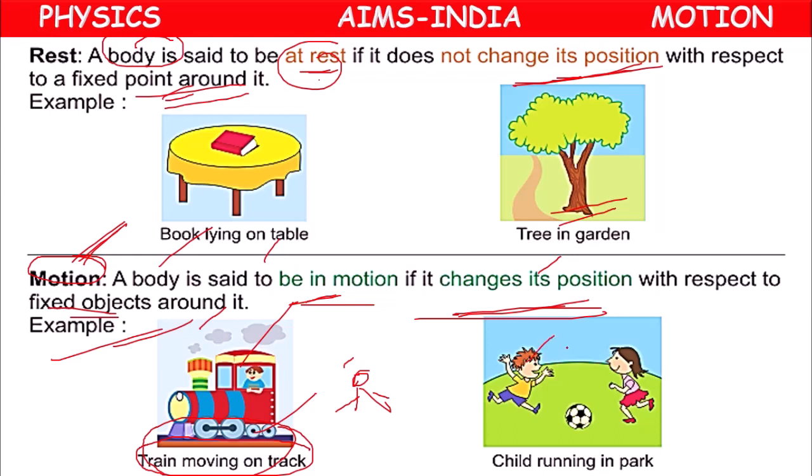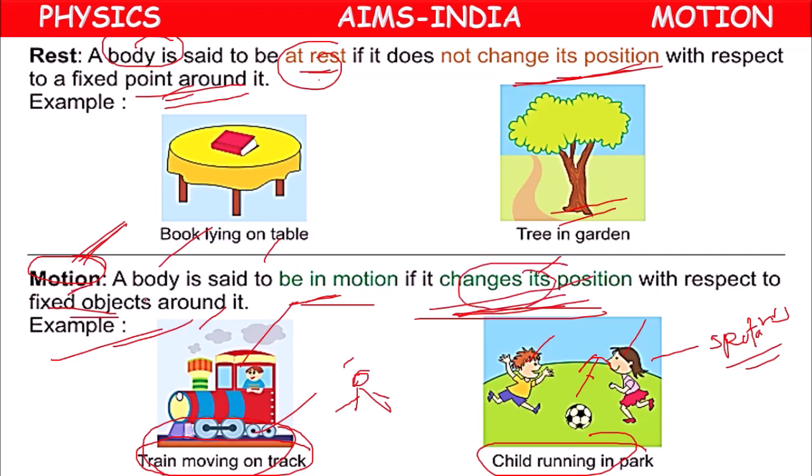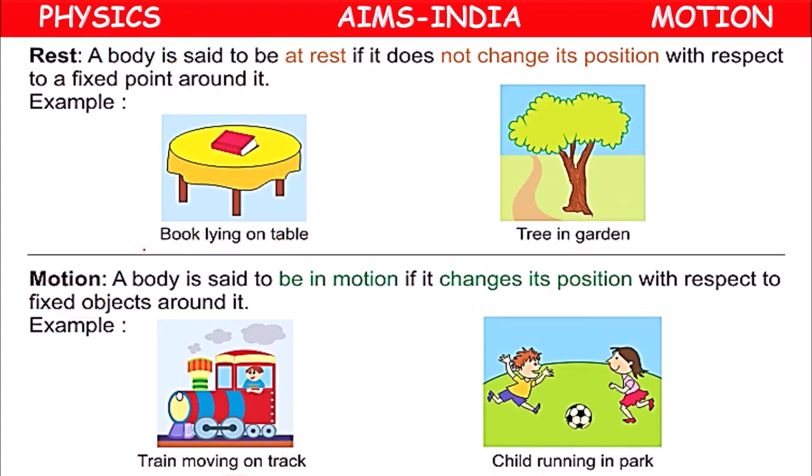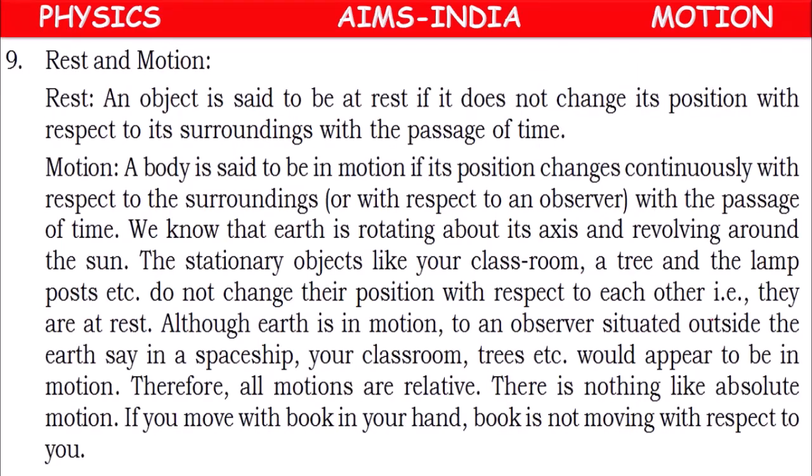Or children running in the park, according to the spectators, means other people, the children are moving. Or according to the children, if they hit the ball, the ball will be moving. So like that, motion means if it changes its position with respect to fixed objects, then it is said to be in motion.